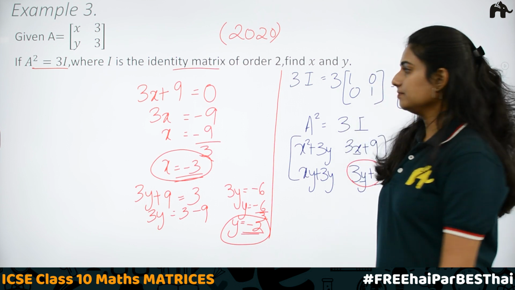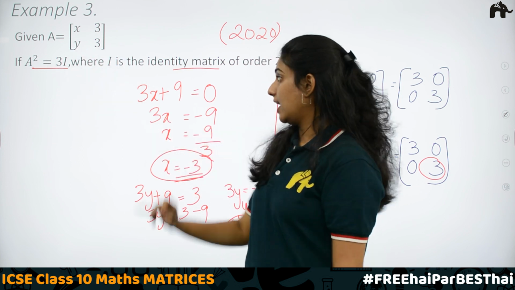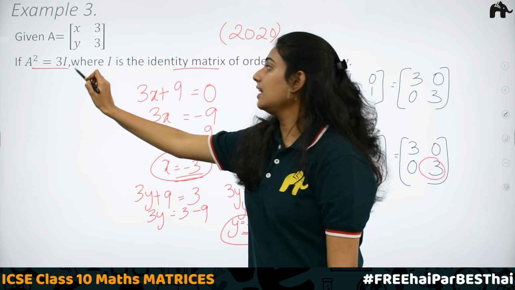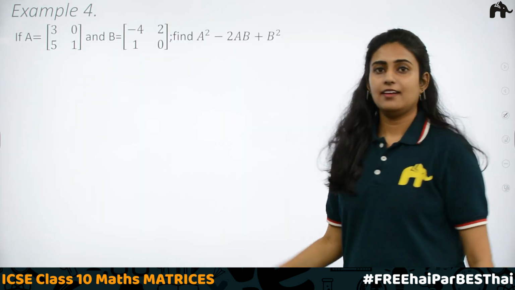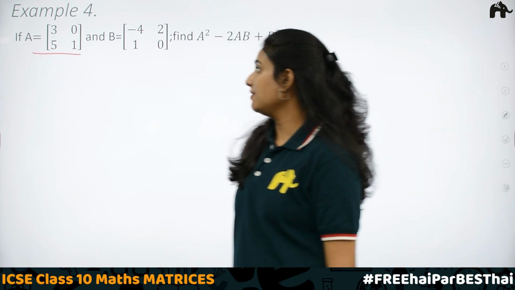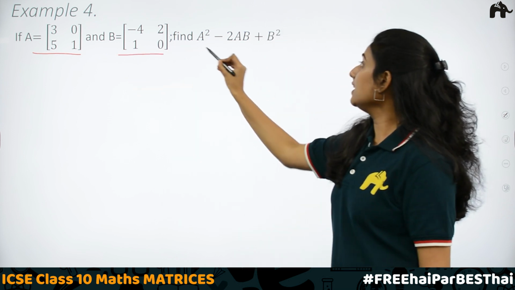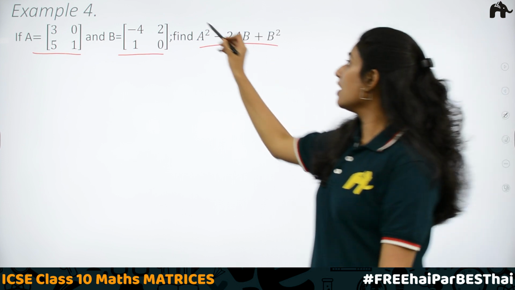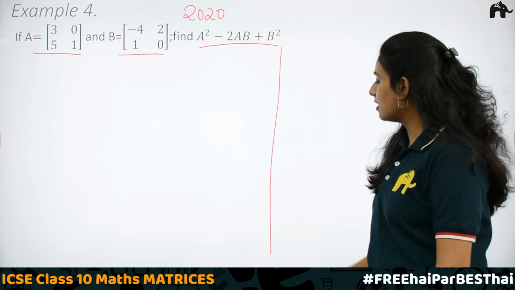Clear? First we found the elements of matrix A square. Then we equated it with 3I. 3I means [3 0; 0 3]. Clear? Next, example 4. If A is equal to [3 0; 5 1] and B is equal to [-4 2; 1 0], find A square minus 2AB plus B square. This was a question that was asked in the ICSE board exam 2020. We will solve this question.